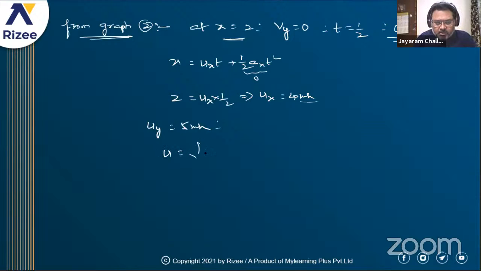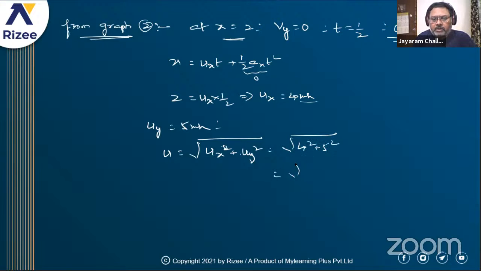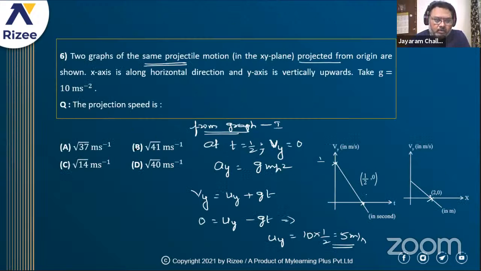So u, the initial velocity of projection, is the root of ux squared plus uy squared, which is the root over 4 squared plus 5 squared. That comes out to be the root over 16 plus 25, which is equal to root 41 meter per second. So option B should be your correct option. Next one.